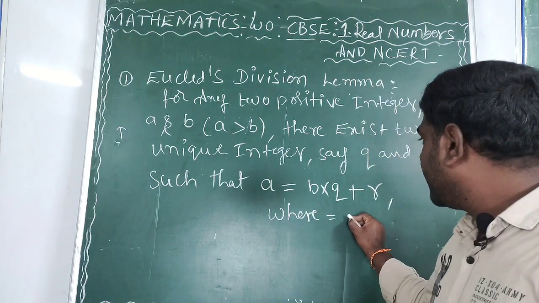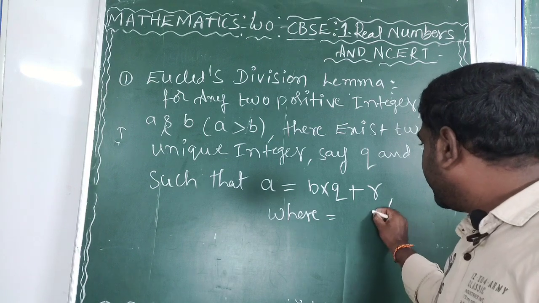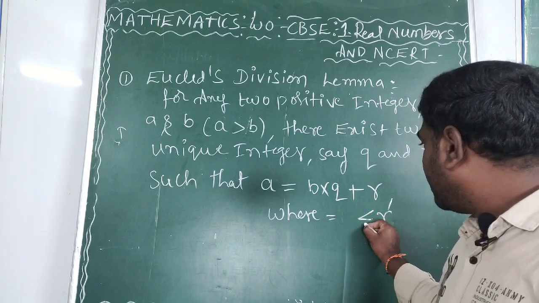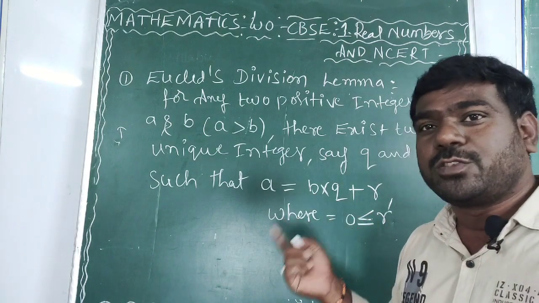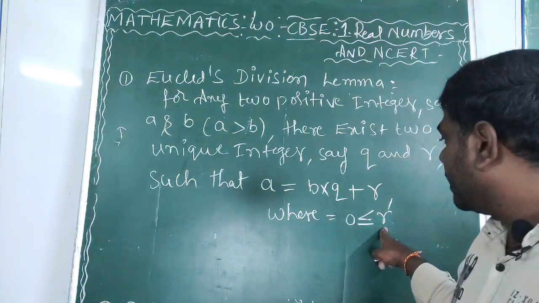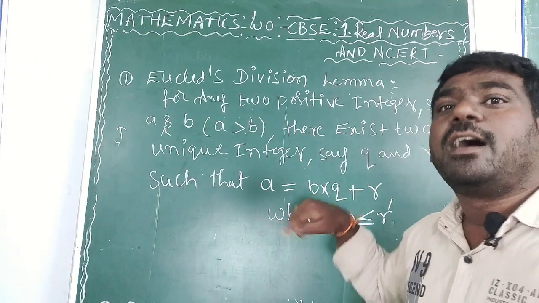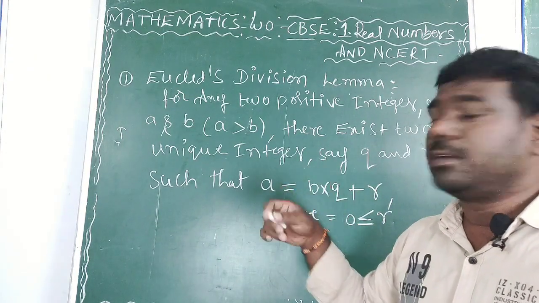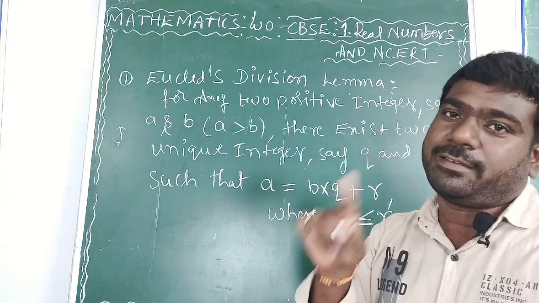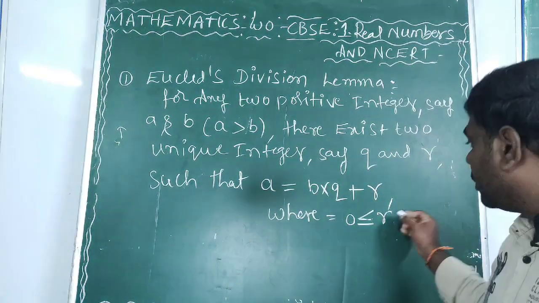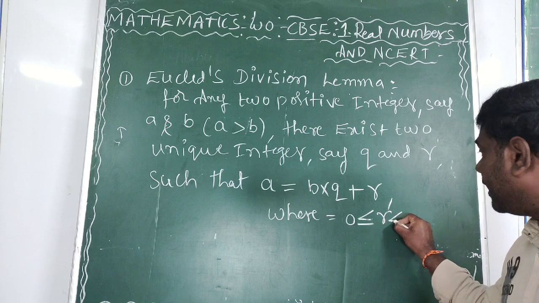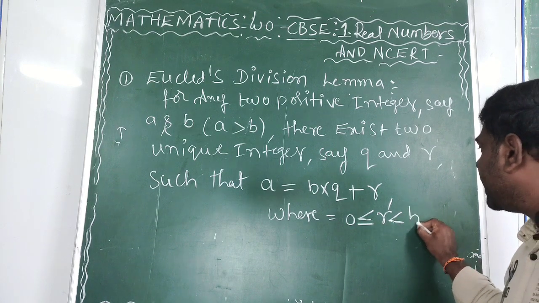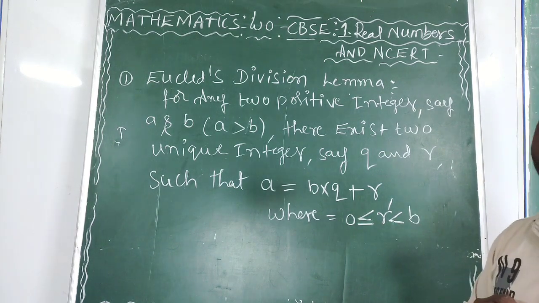Remainder is greater than or equal to 0, meaning remainder should come either 0 or greater than 0. In the previous case we got 5 as the remainder. So one more condition: the remainder should be lesser than B.